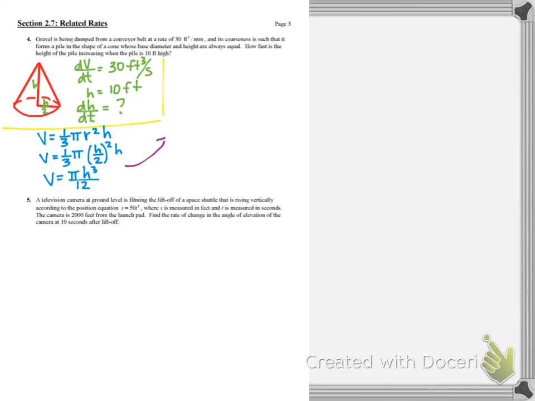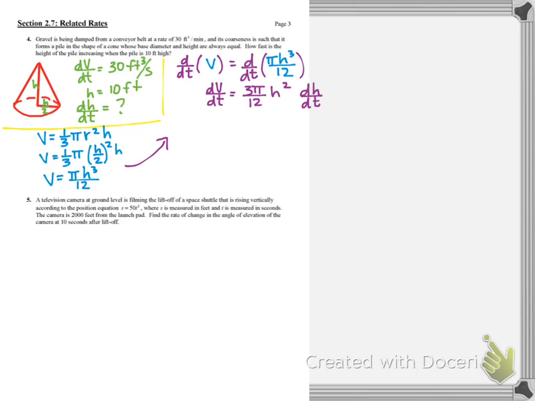We'll come up here to find our derivative. I'm going to take the derivative of both sides. When I take the derivative of the left side, I get dV/dt. When I take the derivative of the right side, 3 comes down, so that's 3 pi over 12. h goes to the power of 2, and I need my dh/dt.